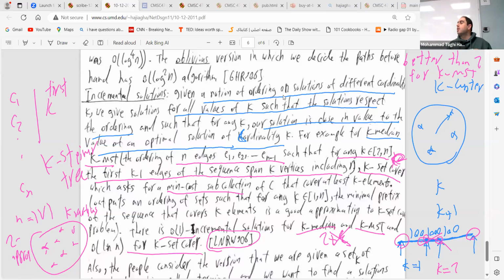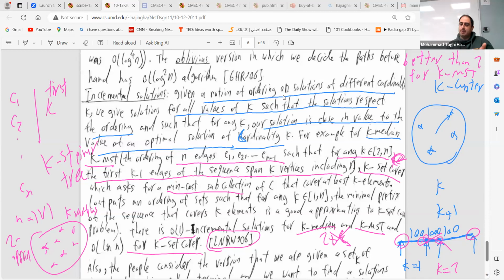So they show that K-MST and K-median both have constant factor approximation. These are non-trivial. But they show that there are incremental solutions which are also order 1 approximations. So that's a very good thing. You don't need to pay anything extra. For TSP, going from constant to universal, you need to pay a log. But here you don't need to pay log. For this kind of incremental solution, there is actually an order 1 approximation.